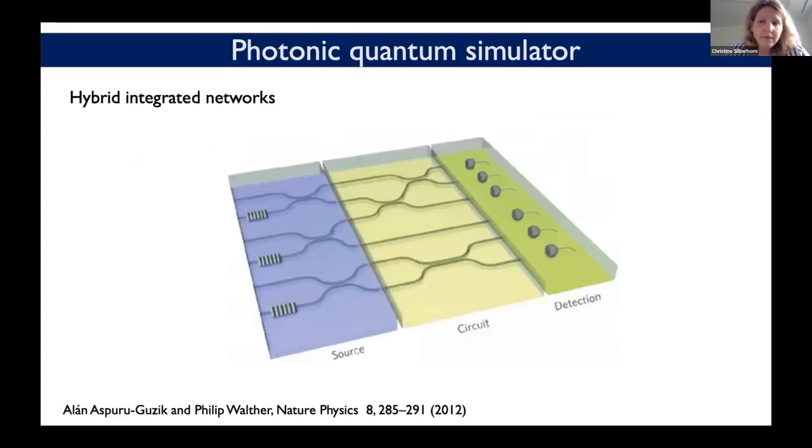What's the next step? Well, the next step is trying to get systems more and more integrated, because this is a way, if you're talking about photonics, to get integrated systems. And here I show you a review of how such an integrated system would look. You have a source side, which is nonlinear circuitry, a linear circuit, and detectors afterwards. And this is what we're working on at the moment.